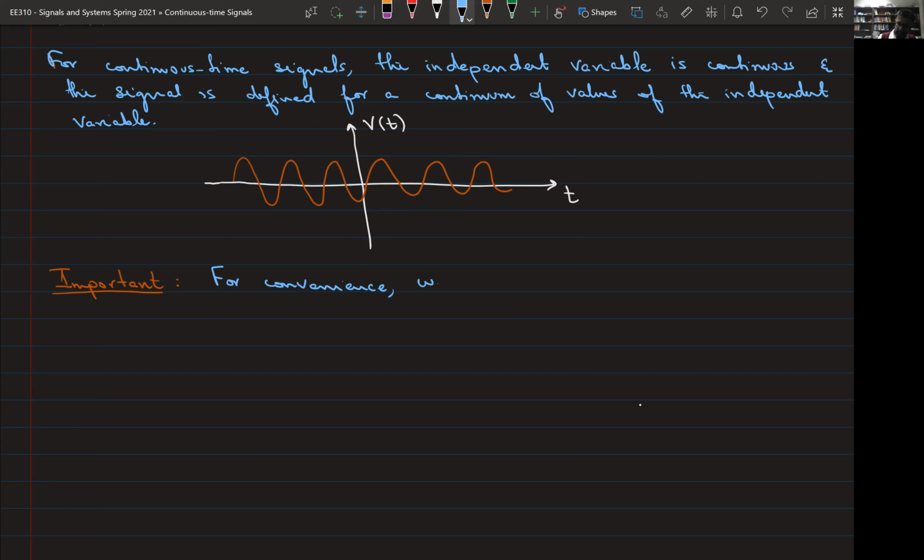So for convenience, we will refer to the independent variable as "time". I have these quotations here, even though it may not be physical time.